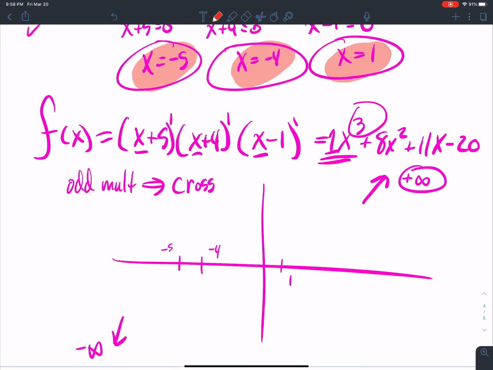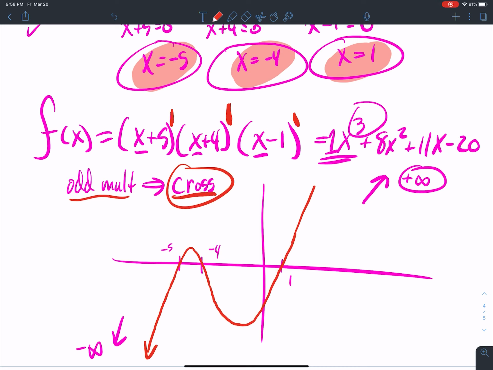So what does our graph look like? Okay, it's coming up from negative infinity, and we're going to cross because it's odd multiplicity of 1. And since it's not greater than 1, we don't flatten out at the root, we just cross through it. And then we come back down and we cross through again at 4 because it's still odd multiplicity, you cross. And then we pop back and cross through again at 1. Okay? So this is what I'll be looking for on the test. Make sure to put the x-intercepts. All right, the zeros. Those are all my zeros.